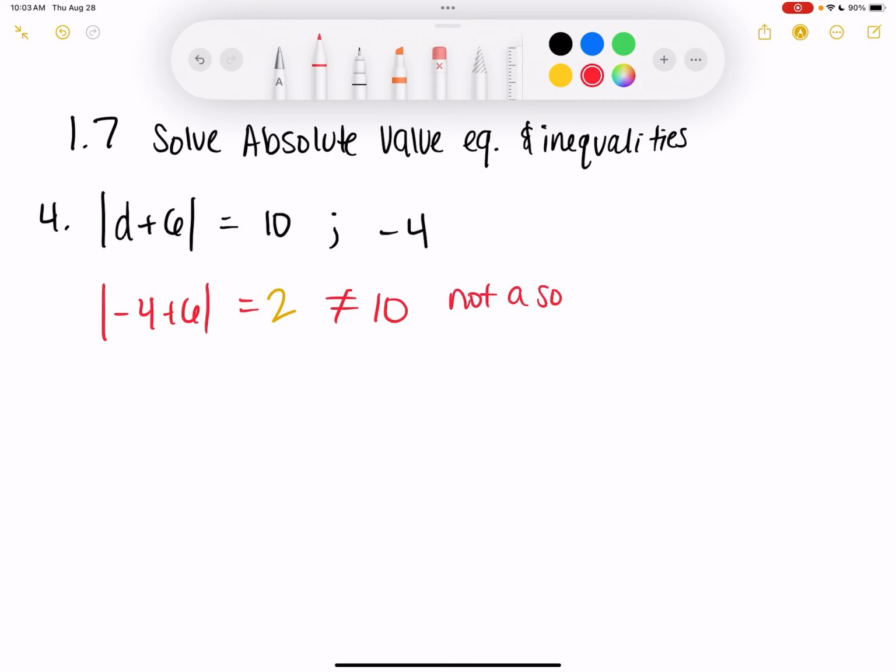I thought you add them and then do the absolute value. Wait. You have to do this inside the absolute value first. It's like a grouping symbol. You do it first, and then you take the absolute value.